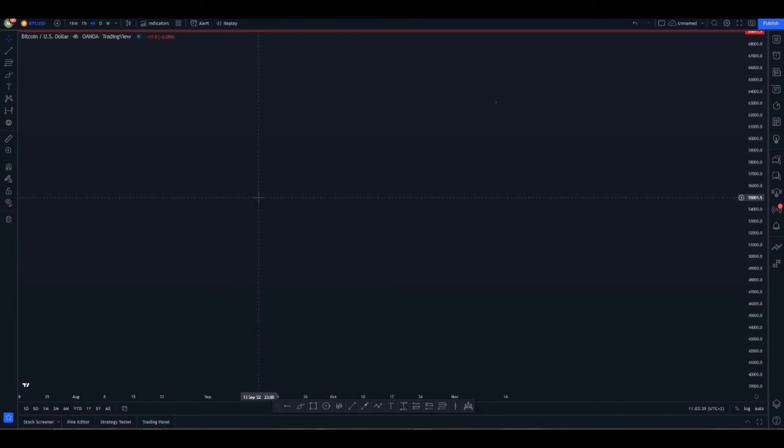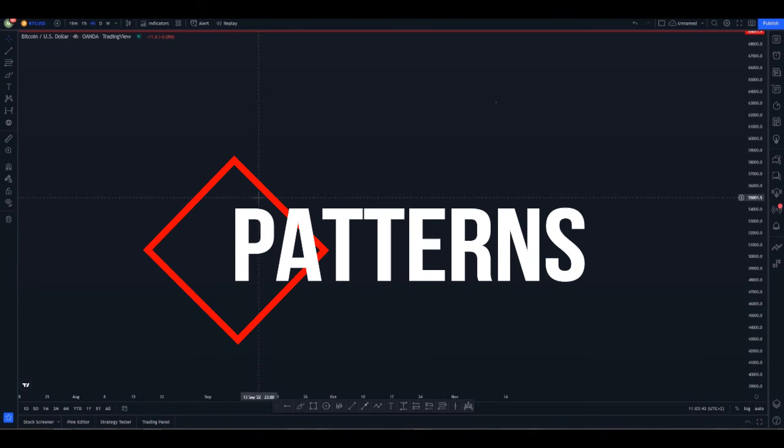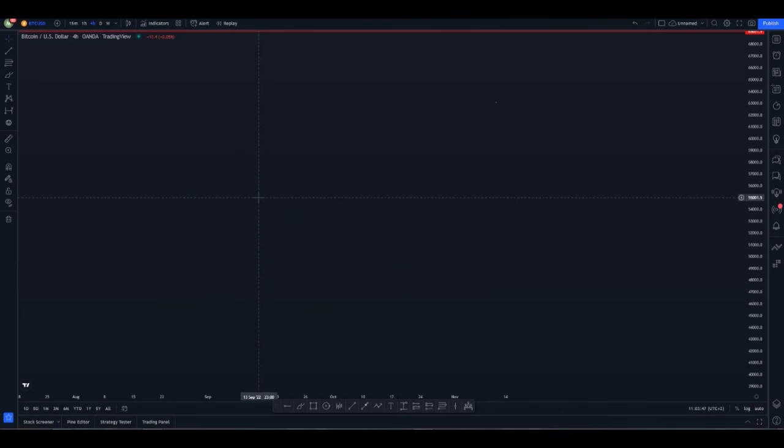Without further ado, today I'm going to speak about patterns. So basically, what are patterns? Patterns are resting areas, resting phases, whereby the market came from an impulsive phase and went straight into a pattern, a resting phase, to decide whether it's going to continue down or to reverse towards the upside.